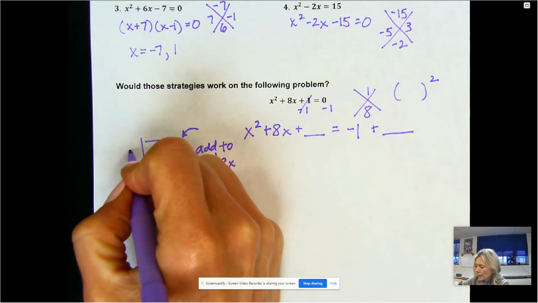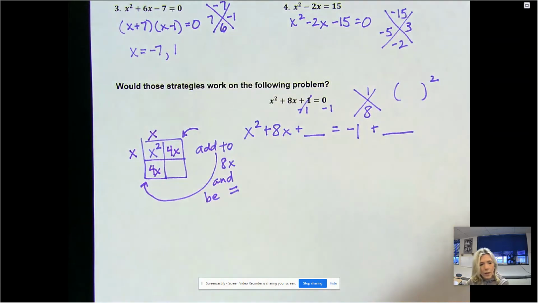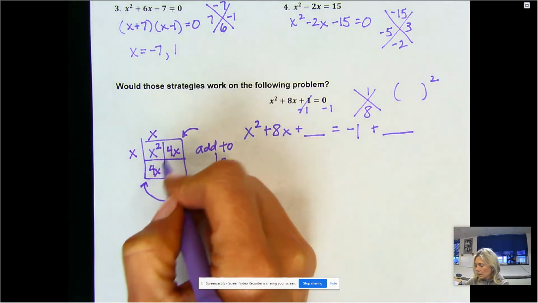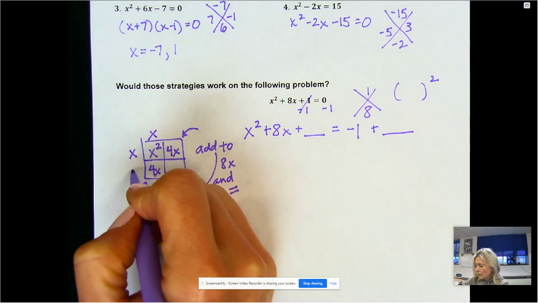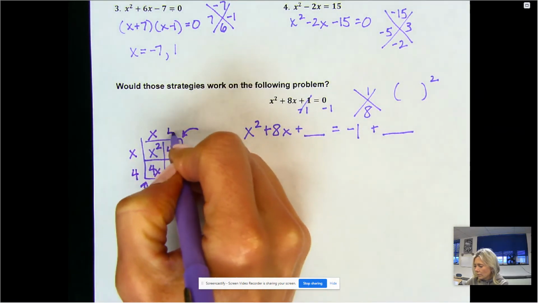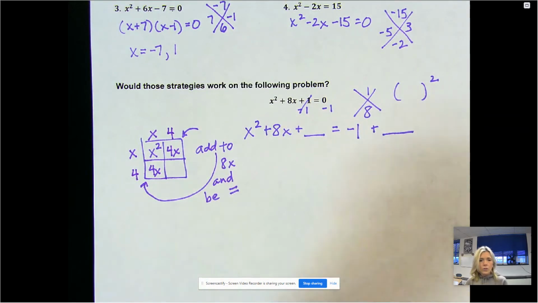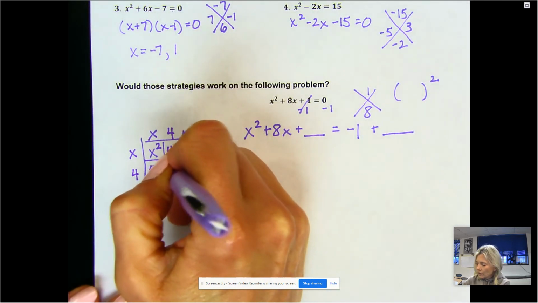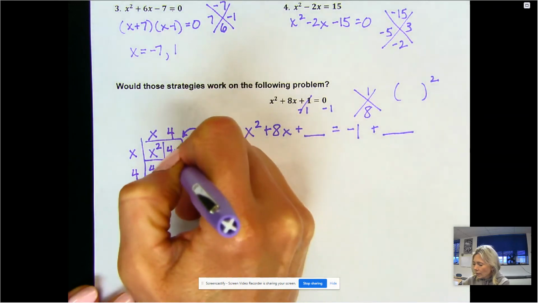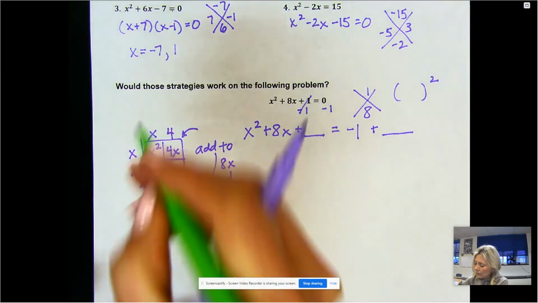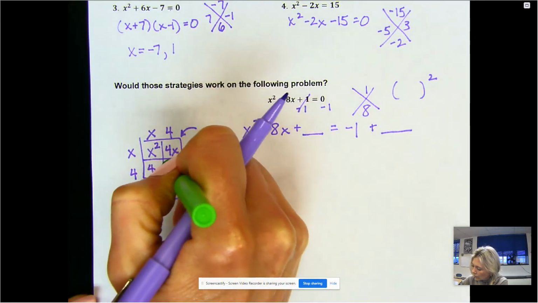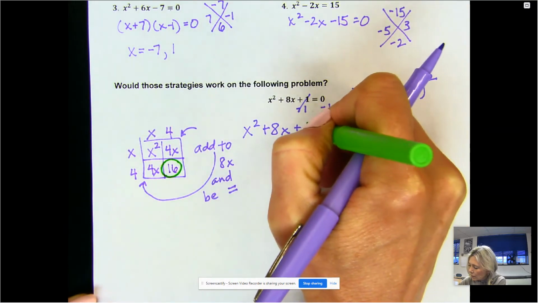So now we're just going to label the outside of the box. X squared comes from x times x. Each of these comes from multiplying x by 4. So now, what goes in that last place of the box? The empty spot in the box is where we put the answer to 4 times 4, which is 16. So this 16, that's what we add to both sides of the equation.